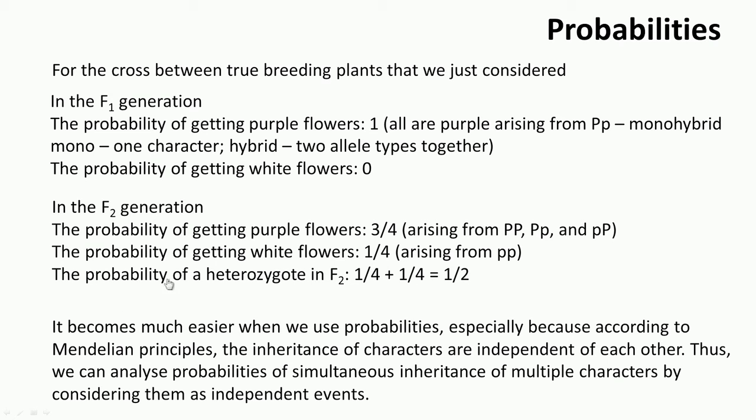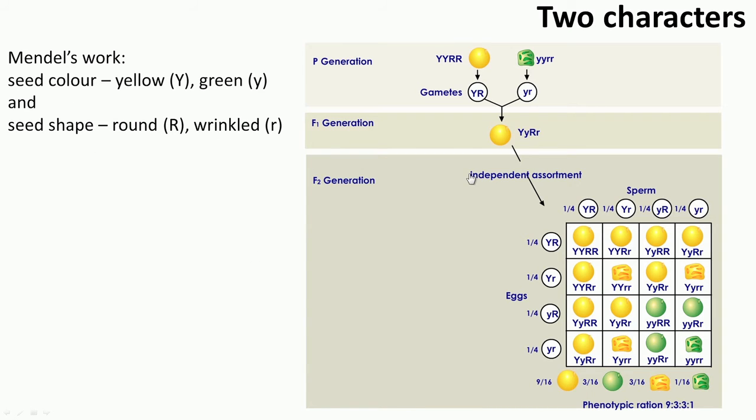So, you do not have to go and draw squares, which is somewhat elaborate, if one is comfortable with using probabilities. It becomes much easier when we use probabilities, especially because according to Mendelian principles, the inheritance of characters is independent of each other. Okay, law of independence. Thus, we can analyze probabilities of simultaneous inheritance of multiple characters by considering them as independent events. It will become clearer here when we consider 2 characters.